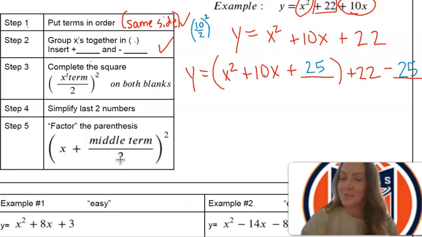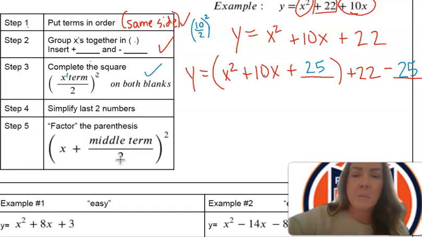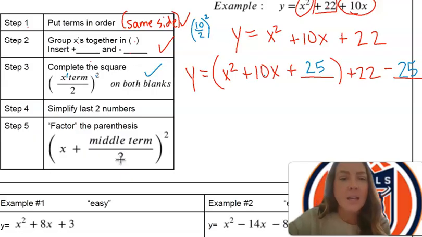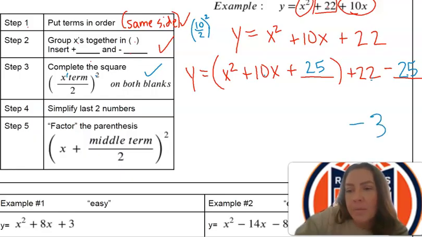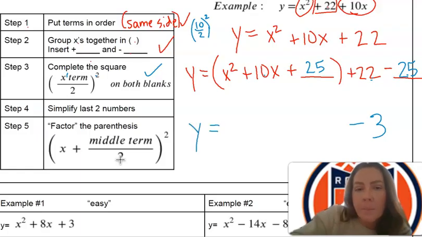I like to use different colors. You don't have to. Okay, that's step number 3. All right. So step number 4 is we want to simplify the last 2 numbers. So positive 22 minus 25 is negative 3. I'm going to keep the y.